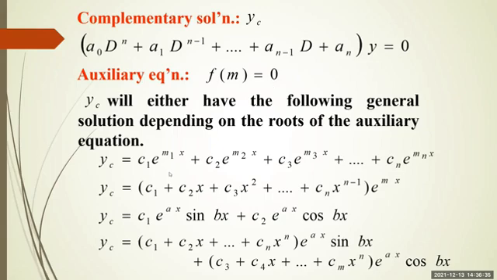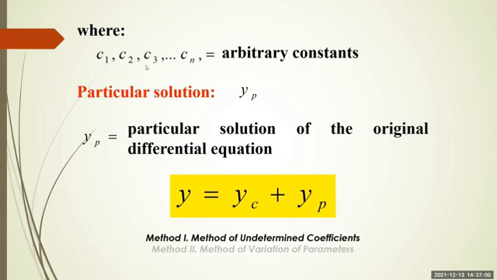So you have any of the four forms. The first form, we have here the ones with real and distinct roots. The second one, the real and repeated roots. The third one, the complex but distinct roots. And the last one, complex and repeated roots. So c1, c2, up to cn and so on are all arbitrary constants. And as I said, you have the plus yp. The yp is what you call the particular solution of the original differential equation. So again, we'll be doing the method of undetermined coefficients.